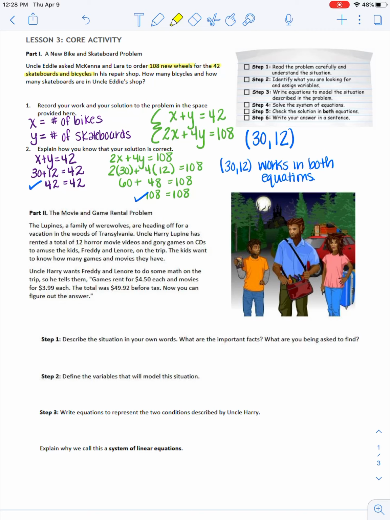The movie and game rental problem. And this is an important one. This one's going to come back later in, I believe, 19.5. So in lesson 5, we'll come back to this one and solve it. We're not going to solve it right now.